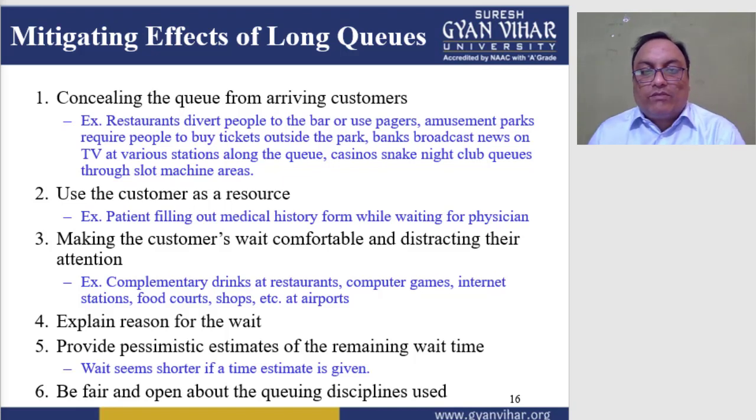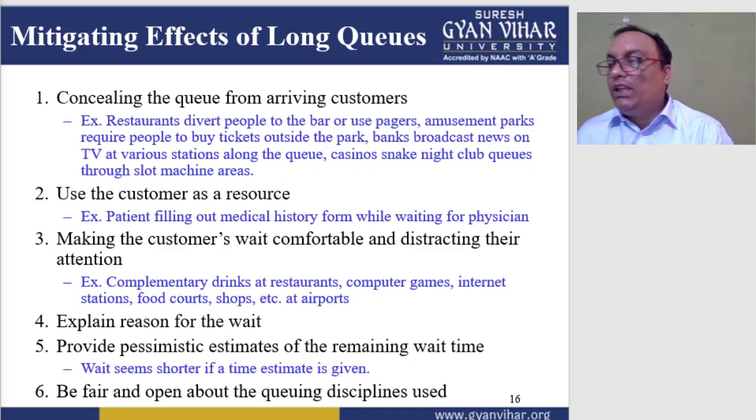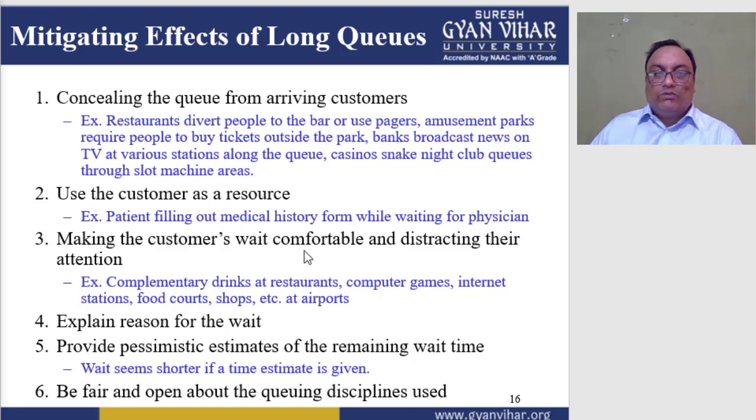So make the customers' wait comfortable or distract their attention. For example, complimentary drinks at restaurants, computer games, internet stations, food courts, shops, etc. at the airport are present to reduce the waiting burden. So explain the reason for the wait, right? And provide a pessimistic estimate of the remaining wait time, which will make the wait seem shorter if the time estimate is given. Be fair and open about the queuing discipline used.